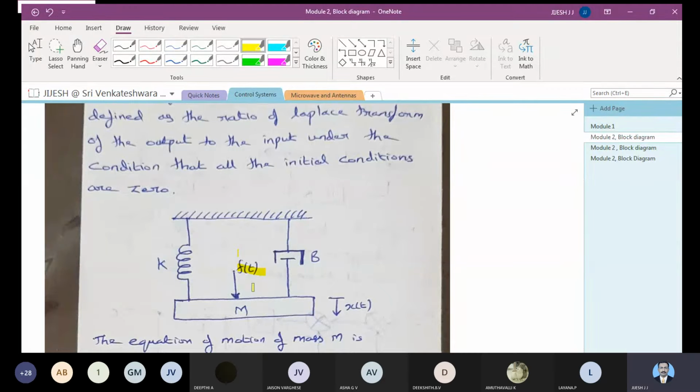So anyone of you who has completed this, can you write the equation for f of t? It's a very simple equation. What is it that you are going to get for f of t? f of t is equal to... one of you make an attempt.